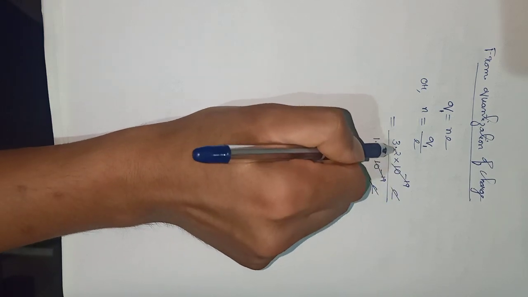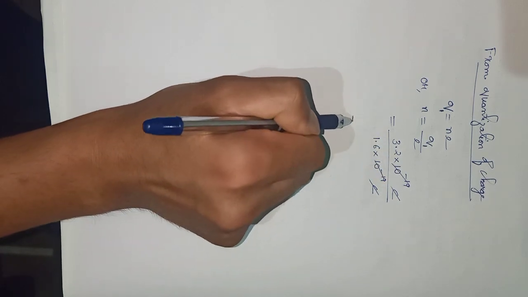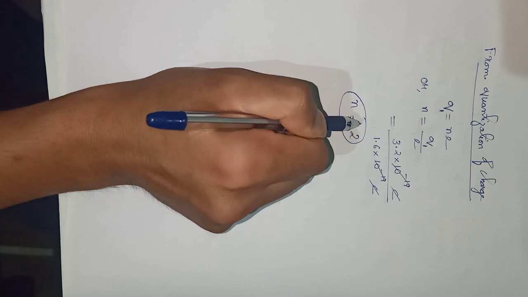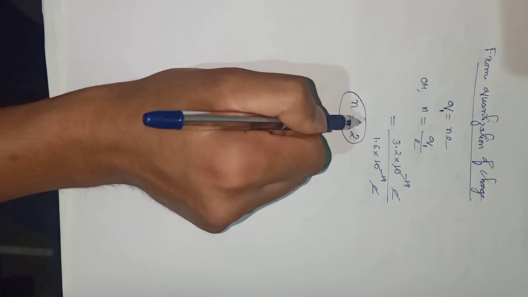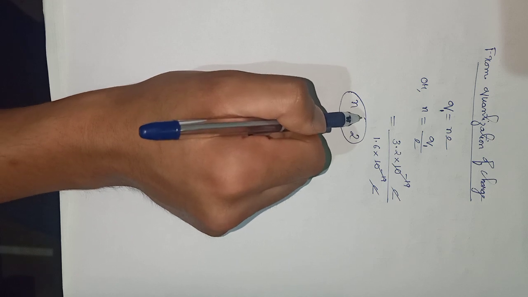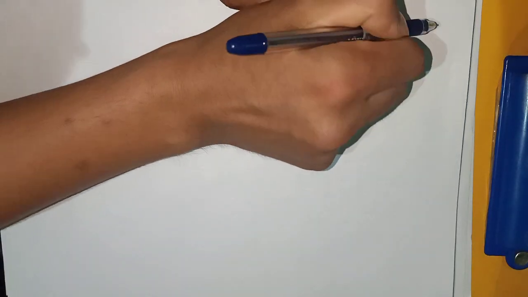So 3.2 divided by 1.6 gives you 2. So there are 2 ions missing from each of the charge. So there are 2 electrons missing from each ion. Now let us solve another problem.